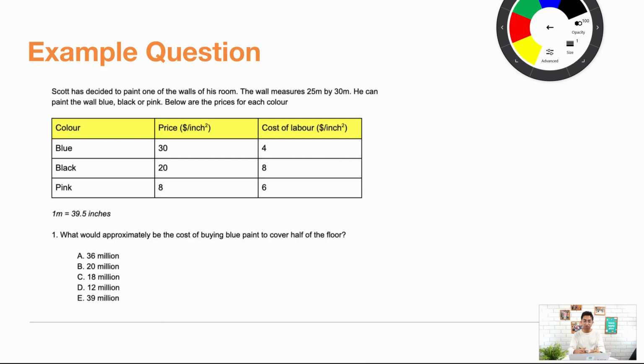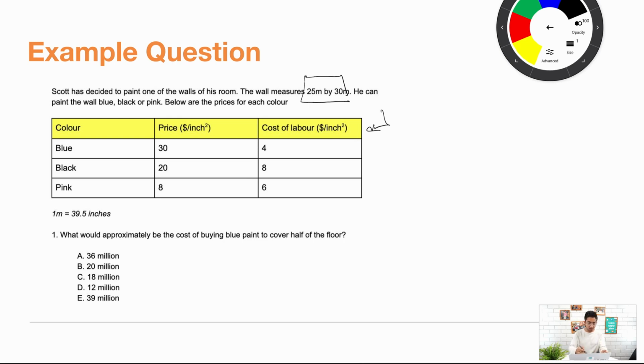So here we have Scott, who has decided to paint one of the walls of his room. The wall measures 25 meters by 30 meters. He can paint the wall blue, black, or pink, and below are the prices for each color. Along with the price to get the color, there is also a cost of labor. Now the prices and the cost of labor are given in dollar per inch squared, but our measurements are given in meters.